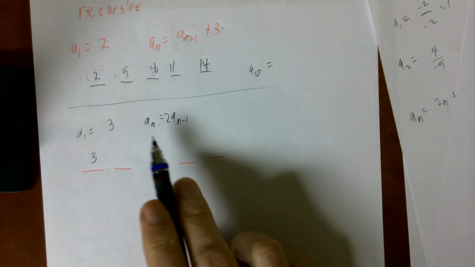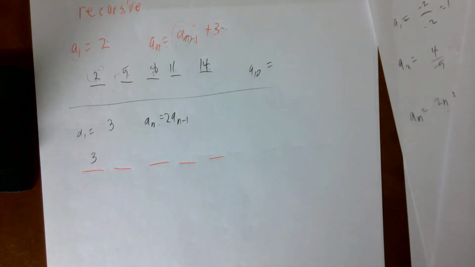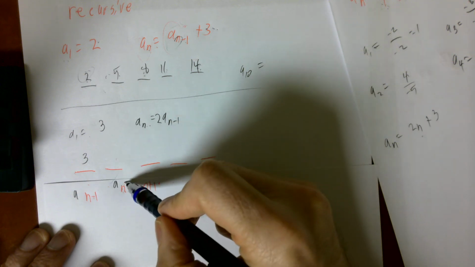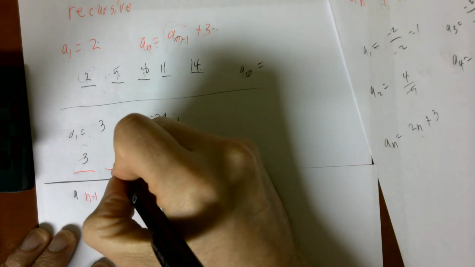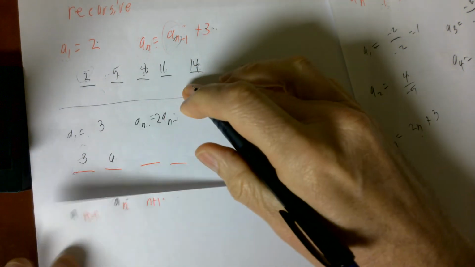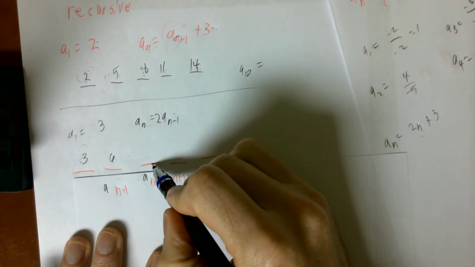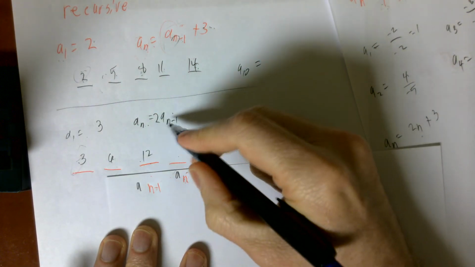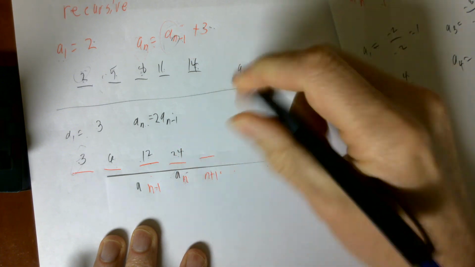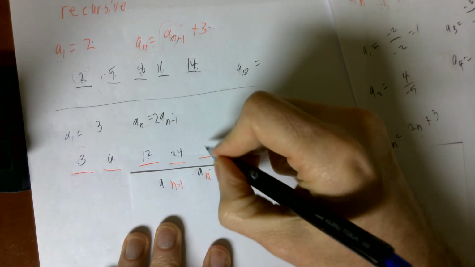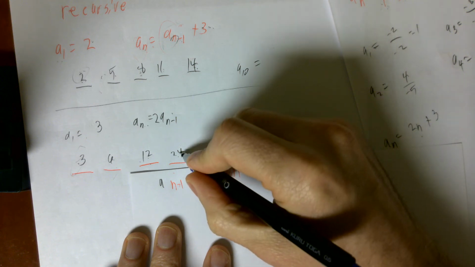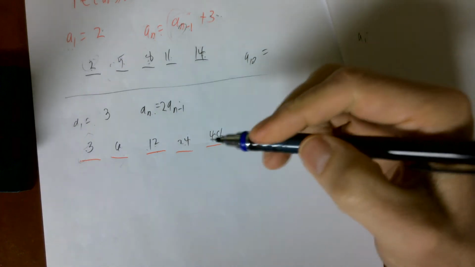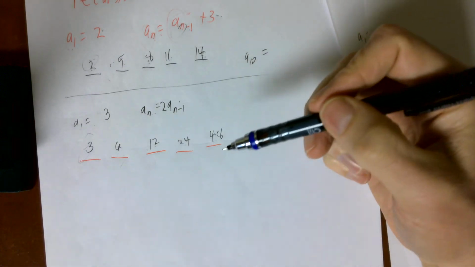But now they're telling me that if I want to find a sub n, this position is equal to the previous position times 2. So if I take this position times 2, that gives me a 6. Now I move this over. If I want to find this one, it's the previous position times 2, which gives me a 12. This one is times 2, which gives me a 24. And over here, the value is this times 2, which gives you 48. So recursive formulas tend to be a bit of a pain.